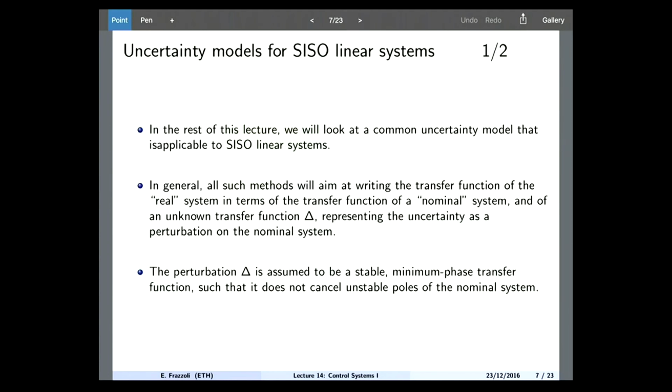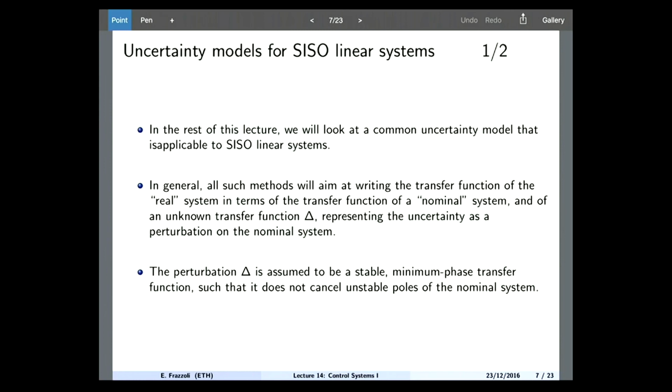And so what we will do for the next few slides and next time is look at what are some common uncertainty models for SISO systems, okay? These are all methods that aim at writing the transfer function of the real system as one that is a nominal transfer function, times or plus some unknown transfer function delta, which represents the uncertainty, okay, as a perturbation to my nominal system.